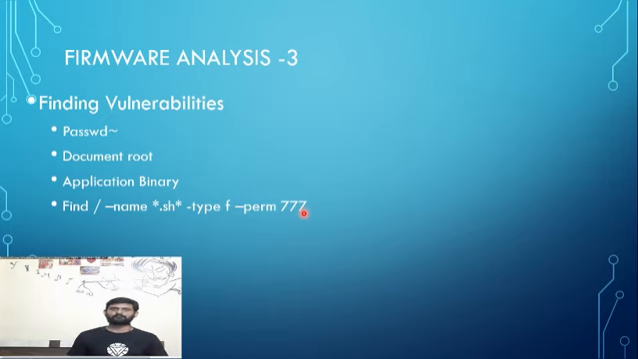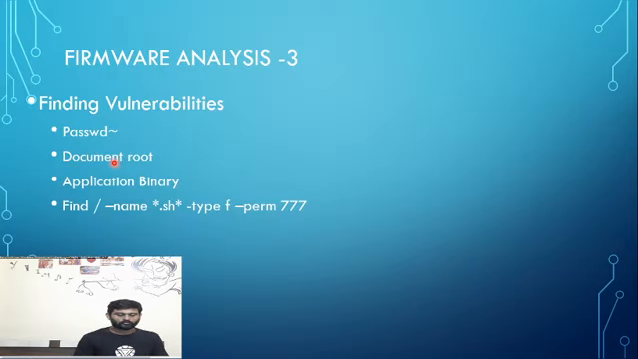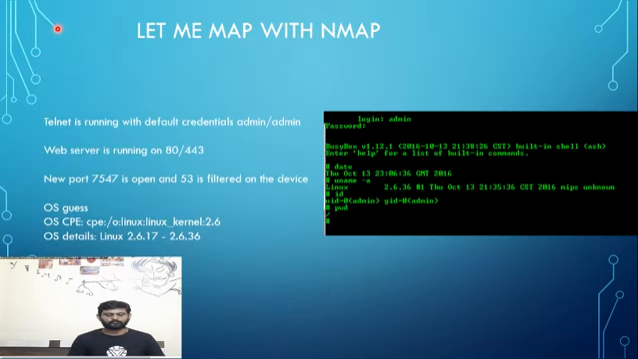What shell script files are there? You can look for email addresses. We are taking this in a little deeper manner in tomorrow's training. So these are the crucial parts of firmware you should look for. Now, in the document root, you may end up doing a complete source code review of the web application. And in the application binary itself, you can also review the source code to execute a command from a web interface.